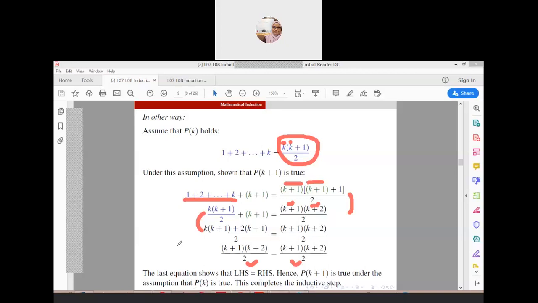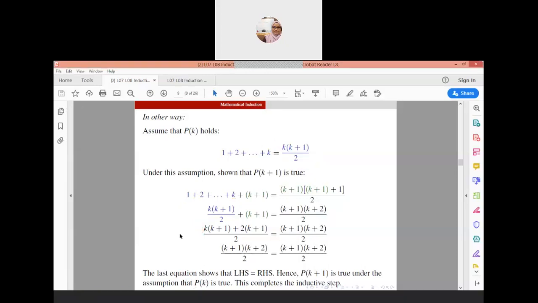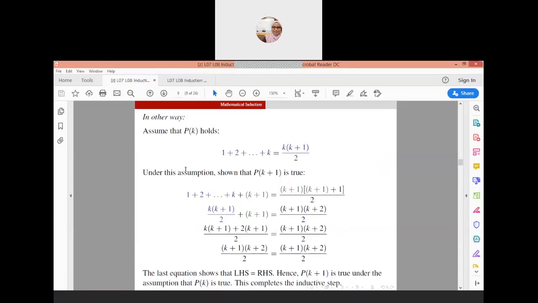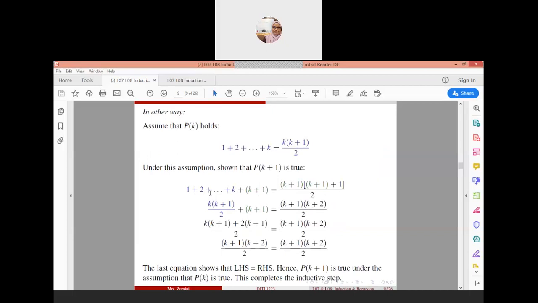So it's your choice whether you want to prove it using this way, or you think that this way is easier. You can choose either one.